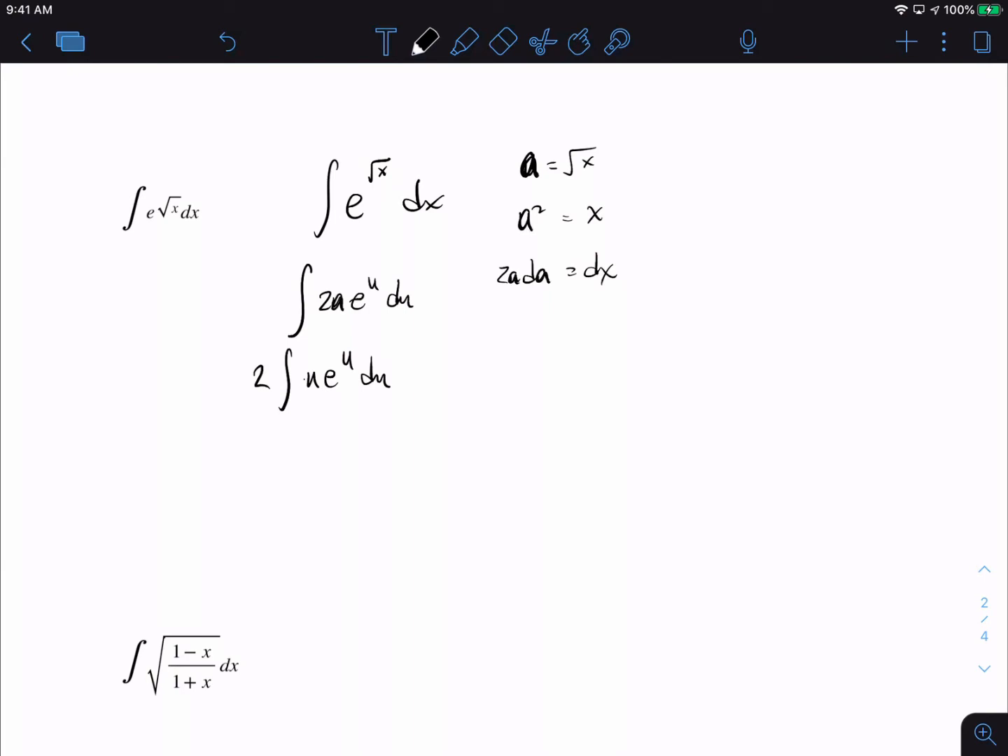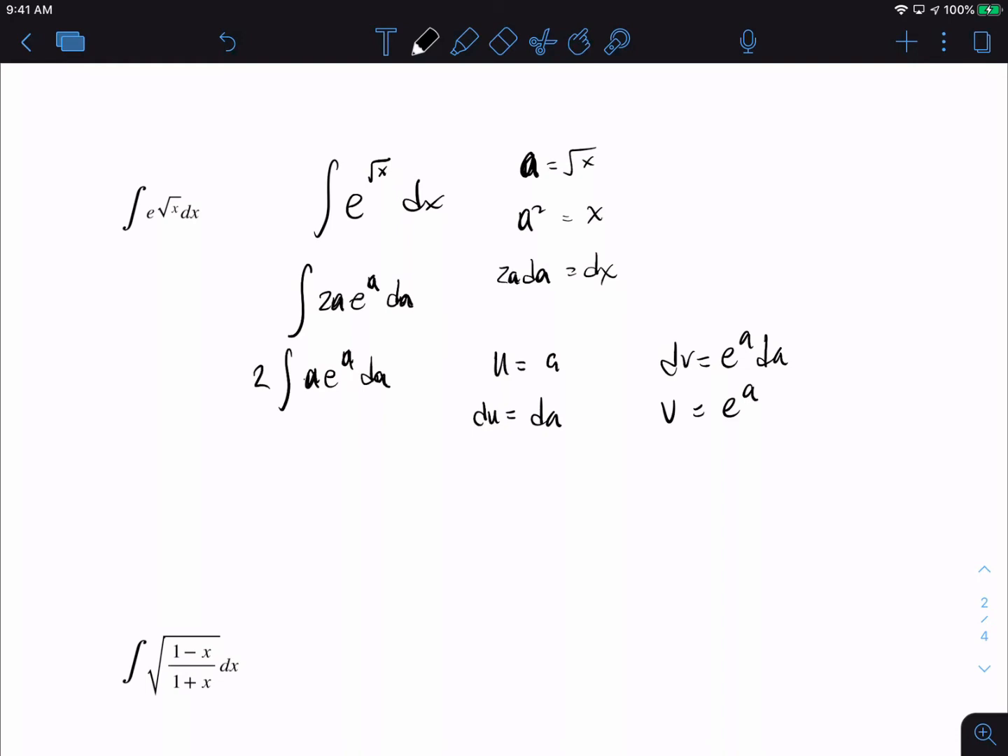The reason I want to do it is so that you don't have confusion when I do my UV sub. So when I do my UV sub, my u is going to be a. My dv is going to be e to the a, da, right? So then when I do my derivative and integral, this is what I'm going to get.